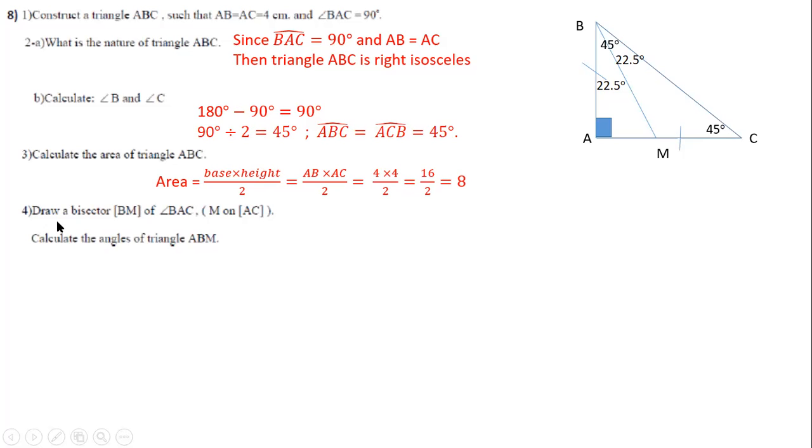Okay, now we should draw the bisector BM of angle ABC. Also, to draw a bisector we use a protractor. It divides the angle into 2 equal angles, so each angle will be 22.5 degrees.